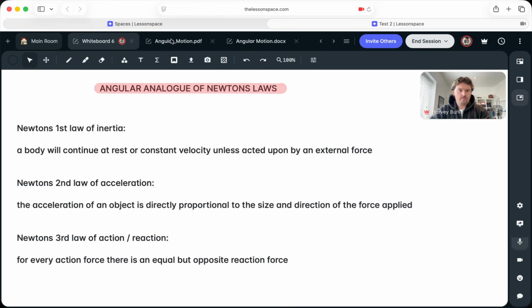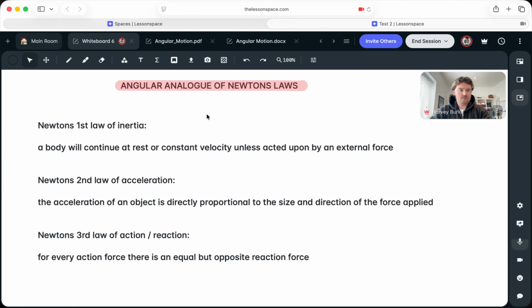And then the final topic that they want you to be aware of is being able to adapt Newton's laws to angular motion instead. So what I've done so far is I've written out each one of Newton's laws, but I haven't adapted it to angular motion. So Newton's first law of inertia is basically just saying something remains still until you hit it. So it says a body will continue at rest or at constant velocity unless acted upon by an external force.